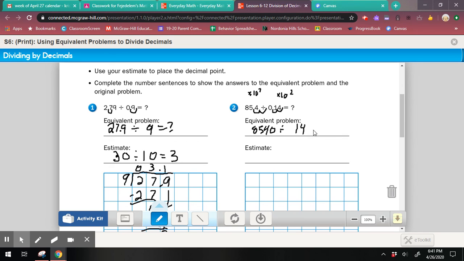So now you have your equivalent problem, make your estimate and solve it, and see if you get the correct answer. Remember, you can always do your work on a separate sheet of paper if you prefer not doing it on the computer, or if you have your math journal, you can do it in there. That would be easiest. Remember to check your work when you are done with the answer key.